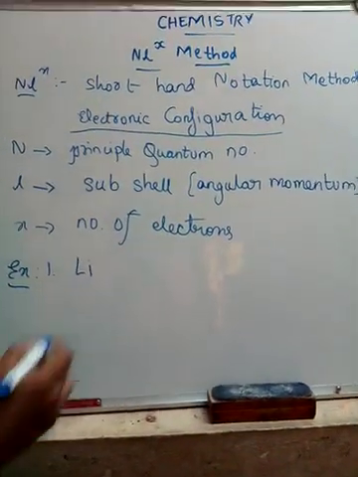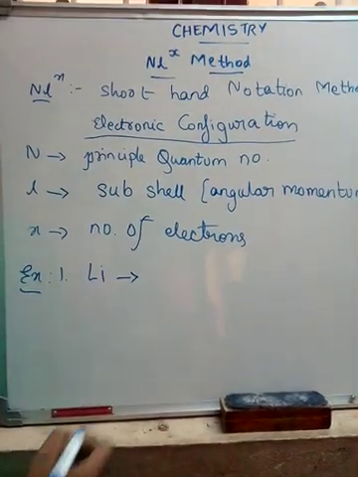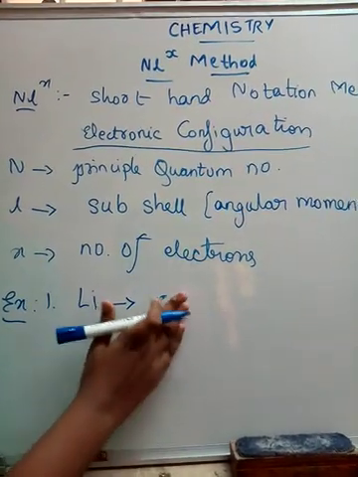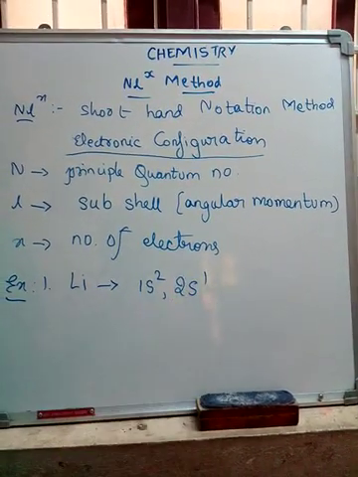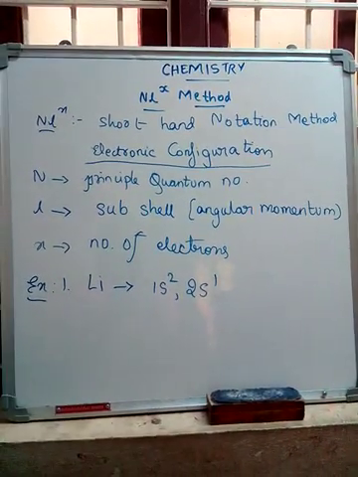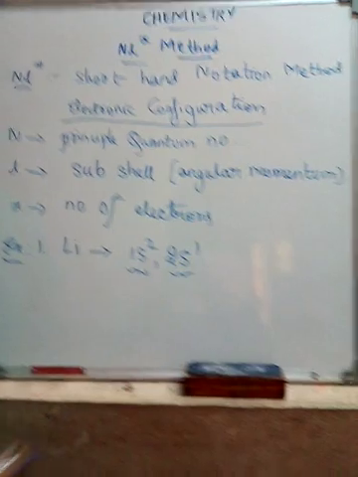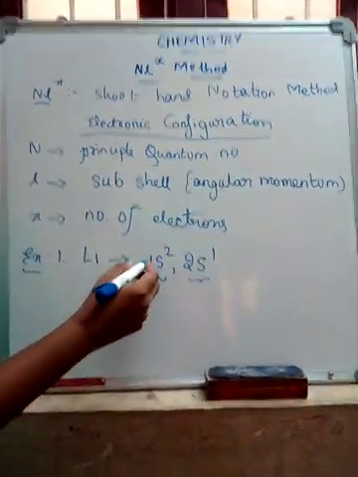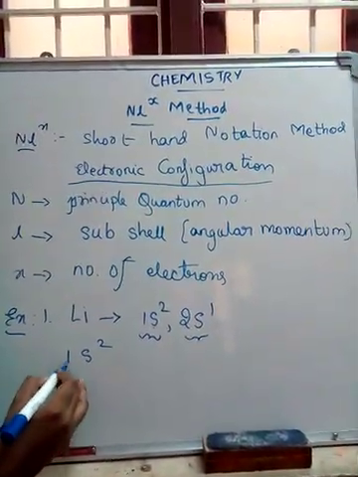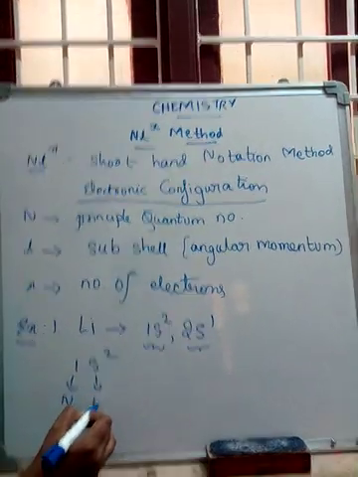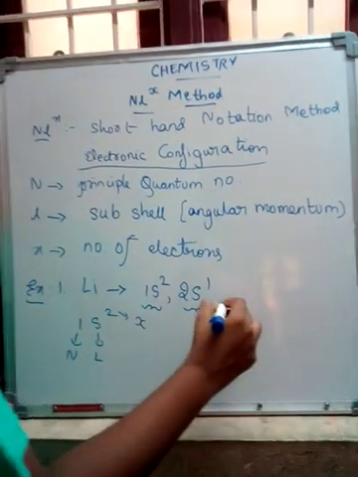Lithium, its atomic number is 3. We know that the configuration is 1s2 and 2s1. This is the electronic configuration for lithium. Here in the NLX method we have to write N, L, X for each part. For 1s2, we indicate 1 as N, s as L, and 2 as X. So here the NLX will be for lithium.